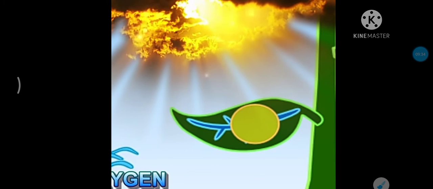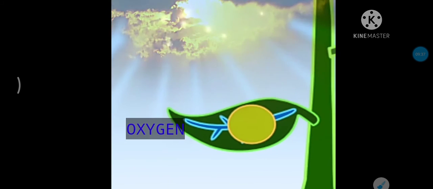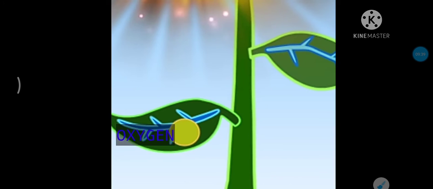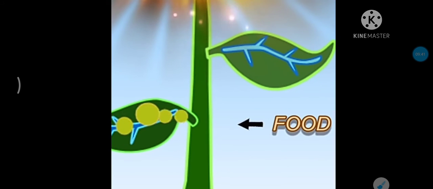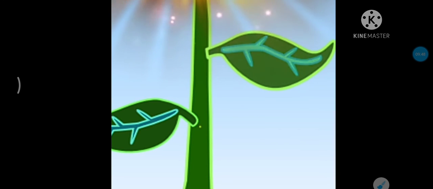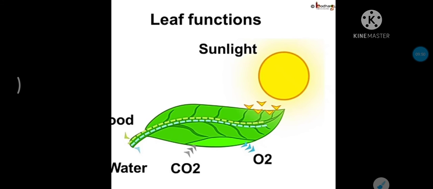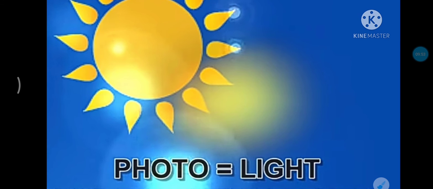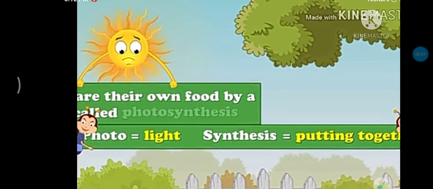Now, this process of preparing the food by the plants or the leaves of the plants is known as photosynthesis. You can repeat after me. Photosynthesis. Photo means light and synthesis means putting together. So plants make their own food by a process called photosynthesis.